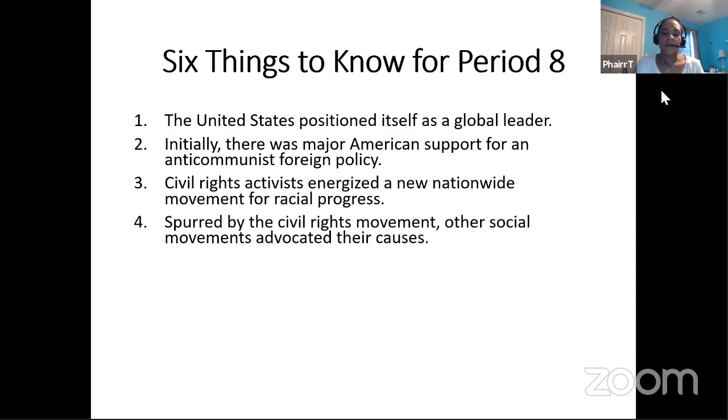Number 4, spurred by civil rights movements, other social movements advocated for their causes. We're going to see the Latino movement with the grape growers. We're going to see Asian Americans who felt the pains of everything that happened with Pearl Harbor, and how their rights were stripped away, and how they now want to come back and be recognized as the fact that they were Americans. We're going to talk about the Native Americans who have been in constant battle with the United States government for upholding promises that were made well before even the 20th century.